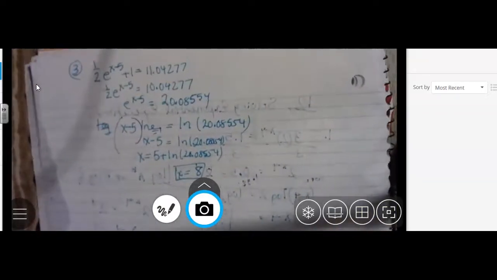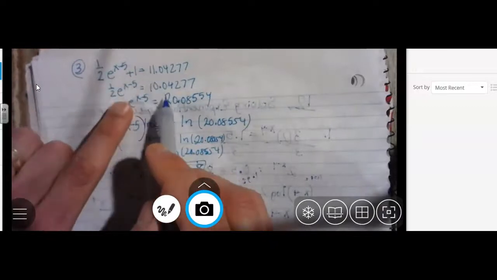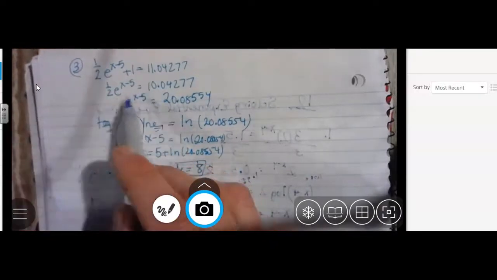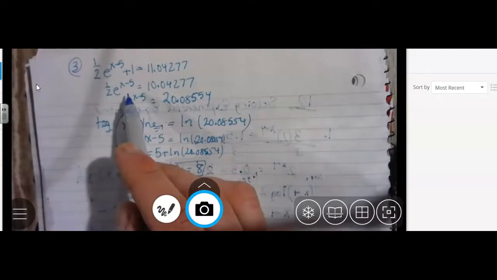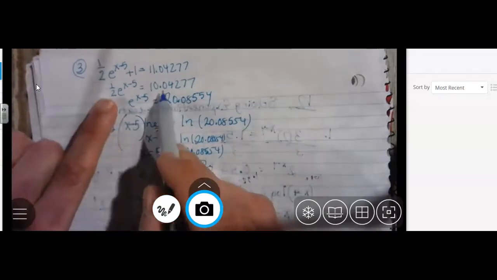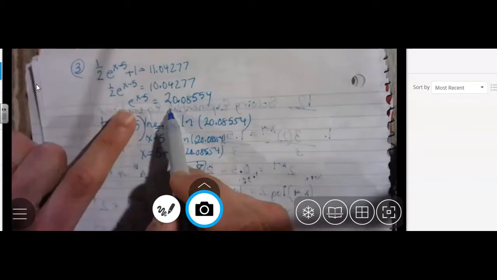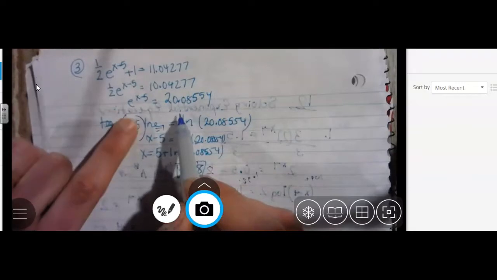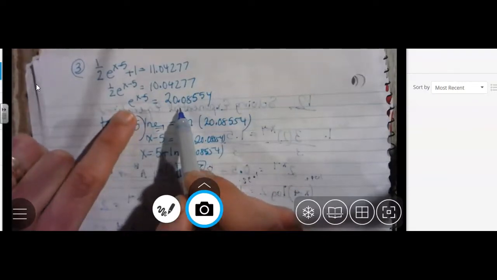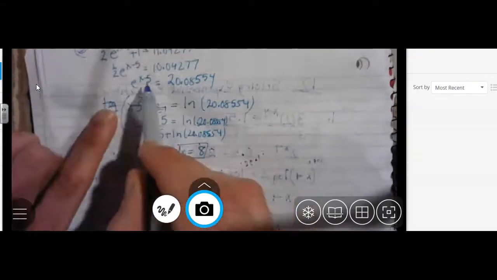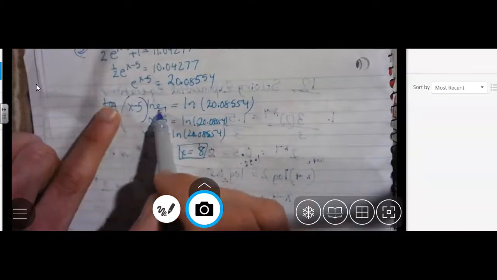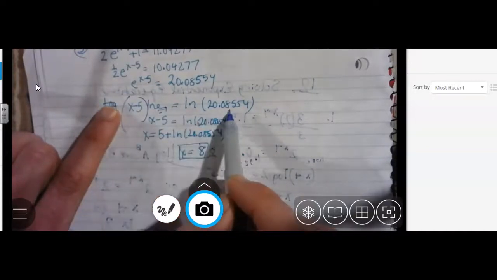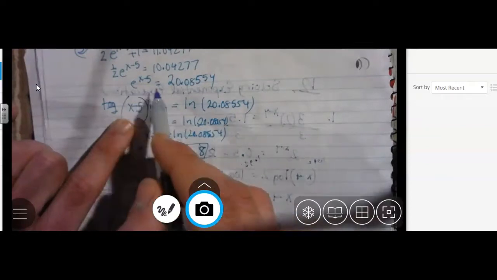Number 3 here. So I'd subtract the 1 first, and then you get 10.04 is equal to 1/2 e to the x minus 5. And then I'd multiply both sides by 2. And I get e to the x minus 5 equals 20.08. All right. And then from there on, I would take the ln of both sides, the natural log of both sides. So that means you bring down the x minus 5 times the ln of e equals the ln natural log of 20.08. So that's that rule again.